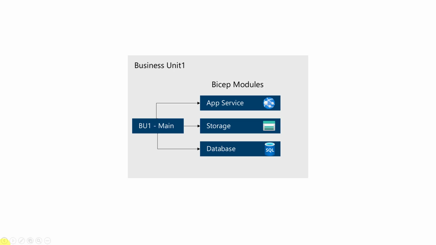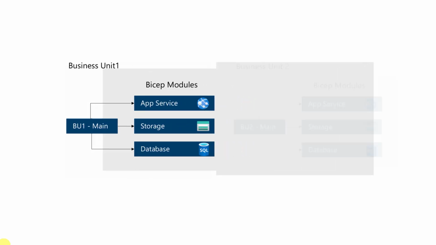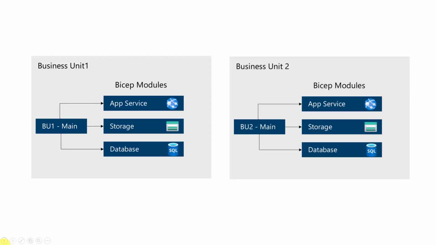Now you are just part of business unit 1. Let's say there is a separate unit within the same organization called business unit 2, which has separate platform engineers who are responsible for building Bicep modules. They also follow the best practices and create their own Bicep modules. Right now, here you see duplicate work. The platform engineers working in two different business units are working in silos. They are not reusing. That's duplicate work.